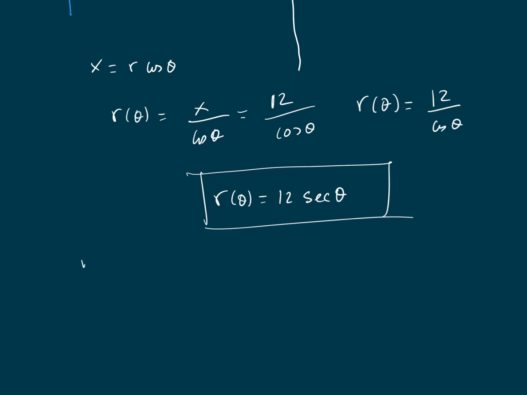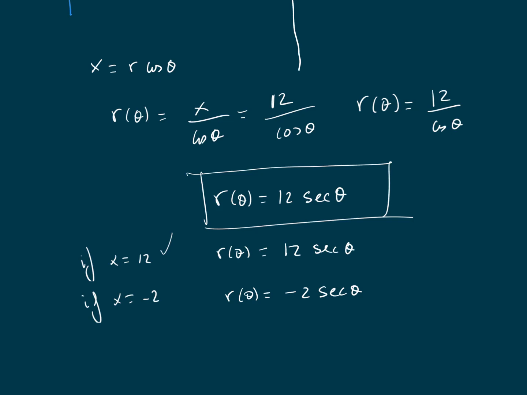So if x equals 12, r of theta equals 12 secant theta. If x equals minus 2, r of theta equals minus 2 secant theta. This is the equation for a vertical line in Cartesian coordinates.